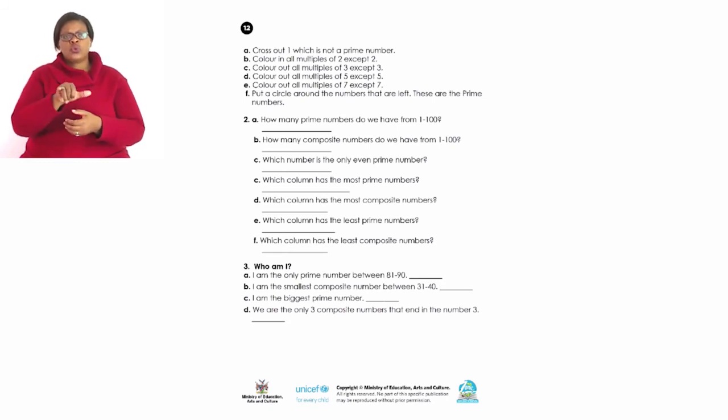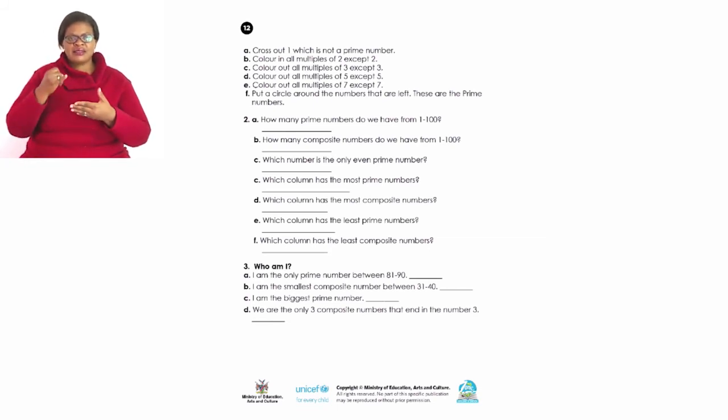Which column has the most composite numbers? Discover that. And then we have E. Which column has the least prime numbers? And then lastly, which column has the least composite numbers? All right, I think that should be easy for you to do if you have done your table correctly. And take your time and study the table thoroughly. Okay?